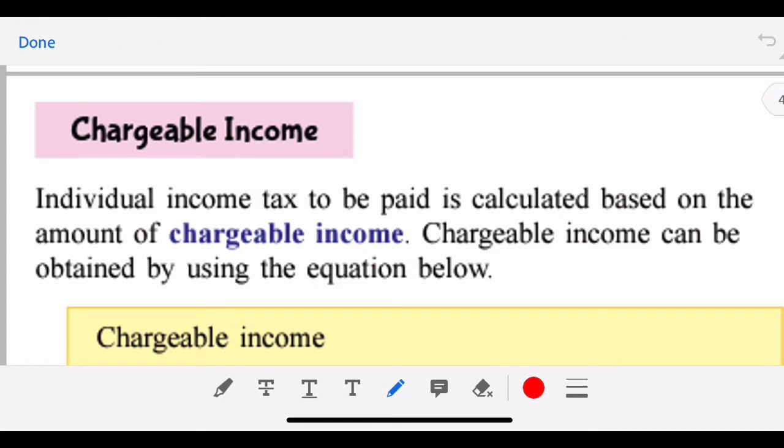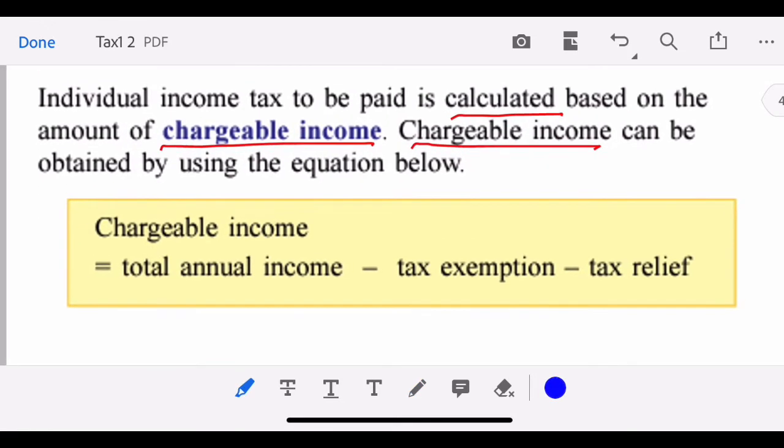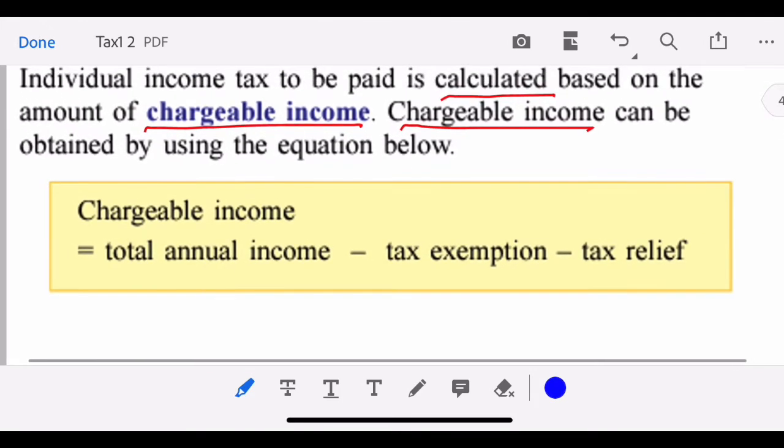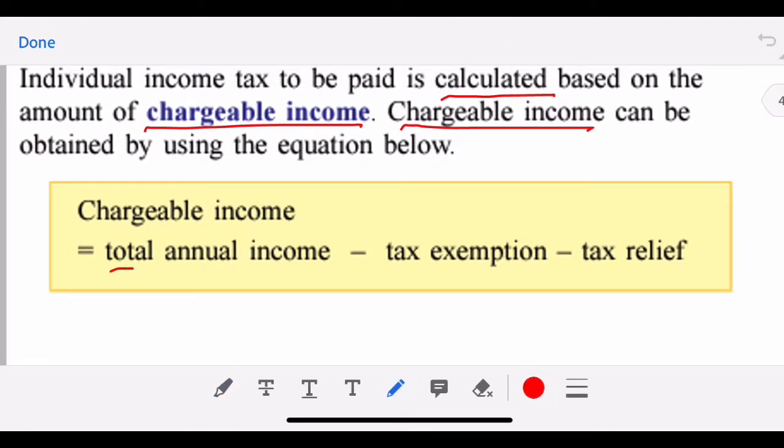Chargeable income. Individual income tax to be paid is calculated based on the amount of chargeable income. Chargeable income can be obtained by using the equation below. Chargeable income is equal to total annual income minus tax exemption minus tax relief. So this is so-called chargeable income.